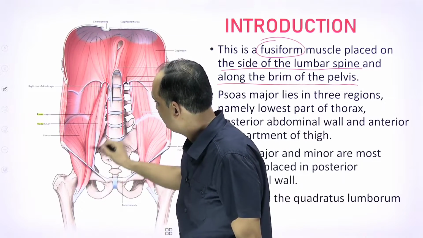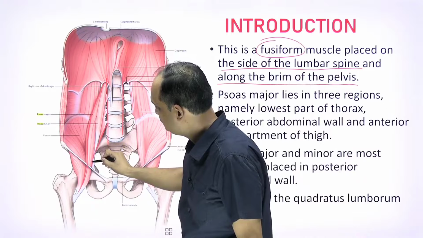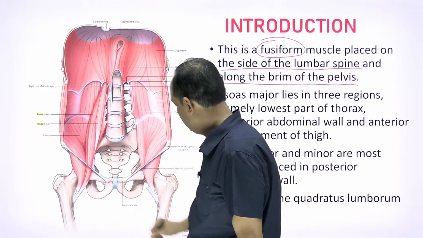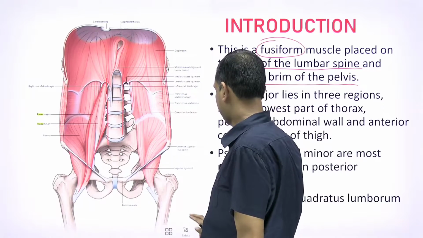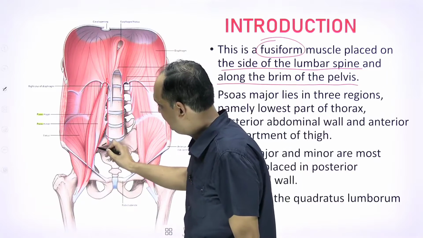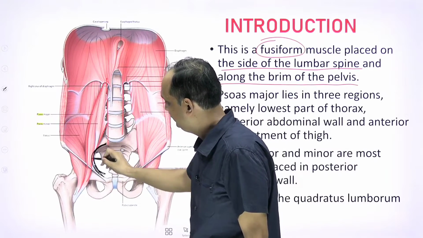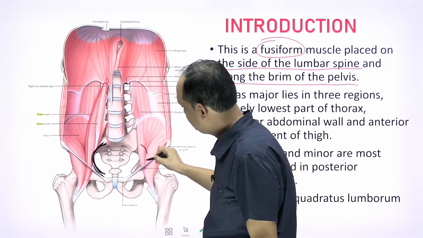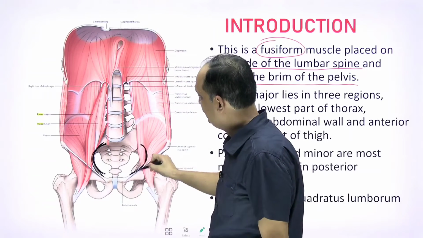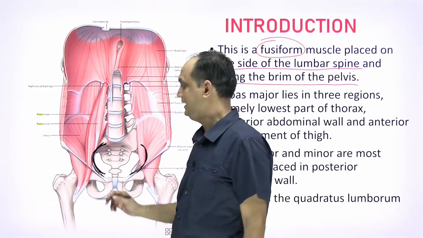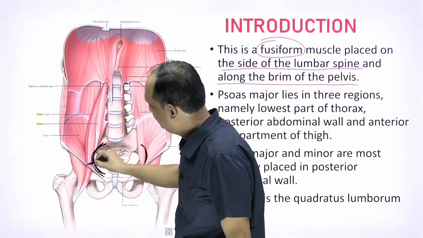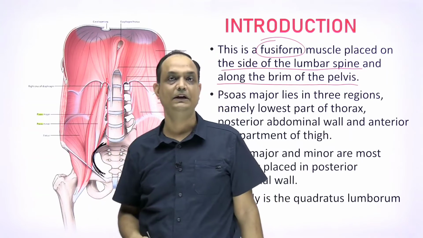But when you trace the psoas major, you will find that it is actually running along the brim of the pelvis. Now what do we mean by the brim? You have a border which is known as the medial border of the hip bone, and along this medial border, which is known as the brim of the pelvis, you will find a muscle in the dissection, and that muscle is actually the psoas major.